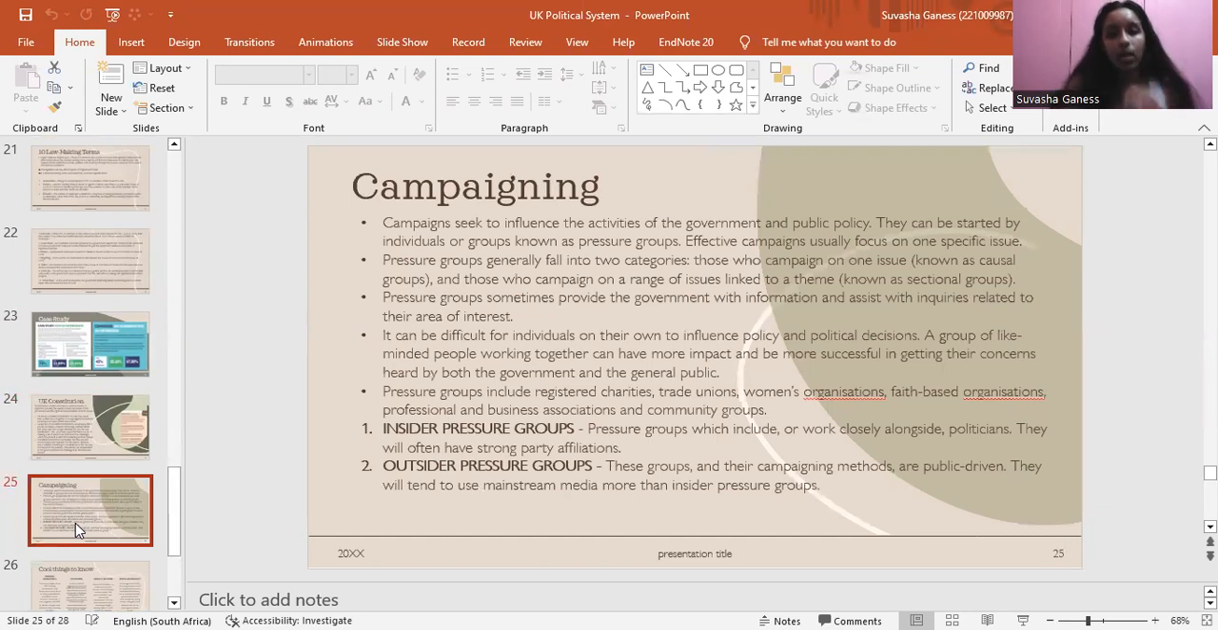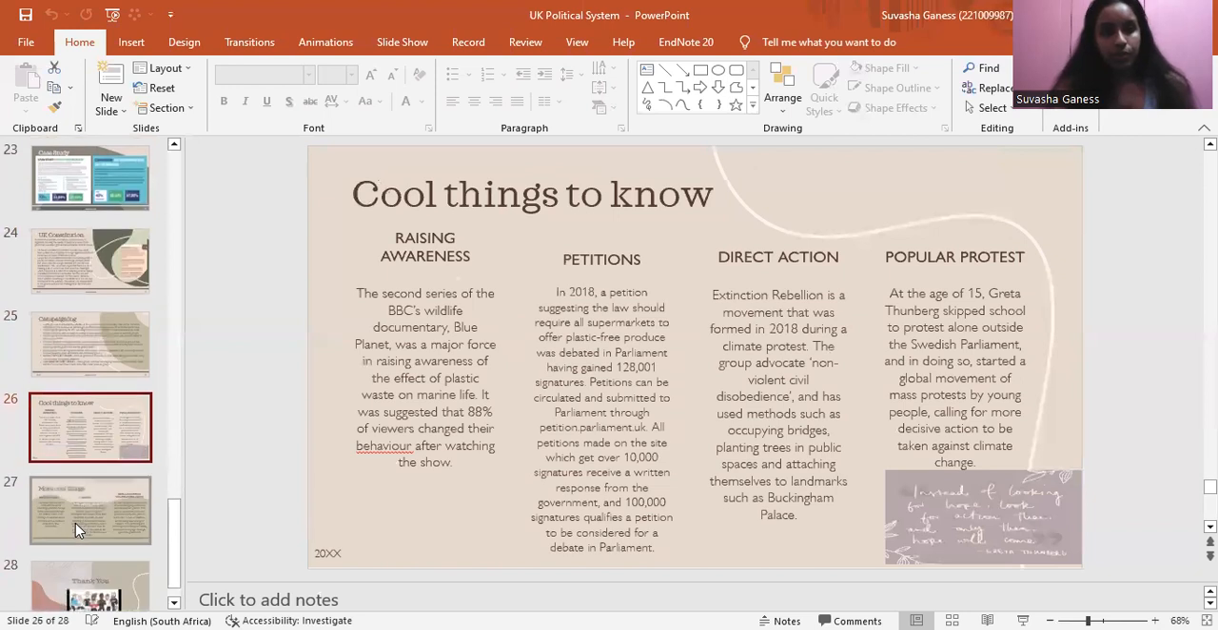So you have insider and outsider pressure groups, right? Your insider pressure groups are pressure groups which include or work closely alongside politicians, and they will often have strong party affiliations, whereas your outsider pressure groups are groups whose campaigning methods are often public driven. They will tend to use mainstream media more often than insider pressure groups.